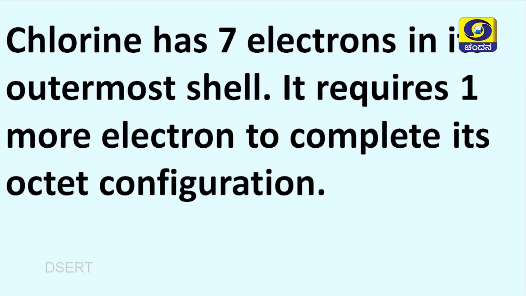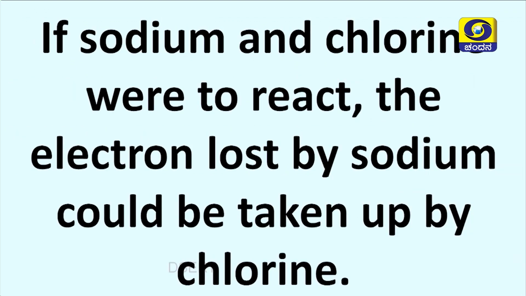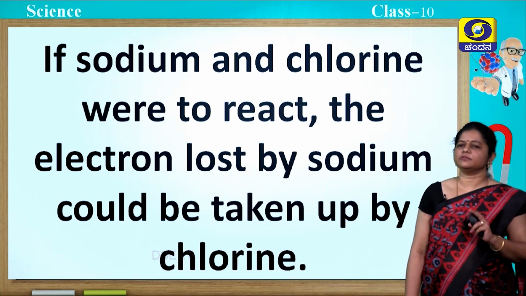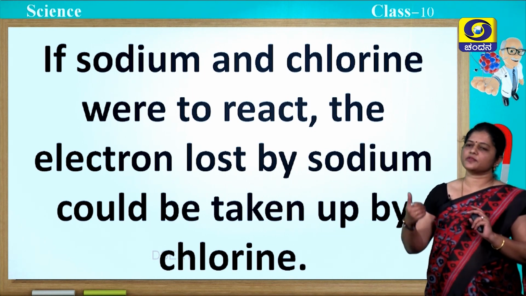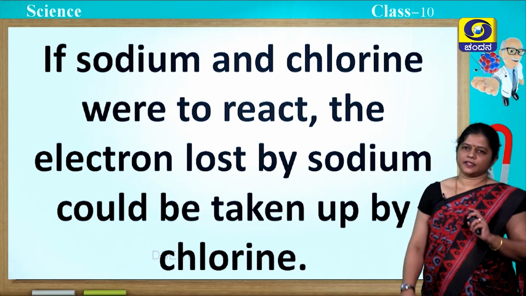Now, let us see chlorine. Chlorine has 7 electrons in its outermost shell. It requires one more electron to complete its octet configuration. It has one electron short of the octet configuration. You can see here one electron is short for that octet configuration. If sodium and chlorine were to react, then the electron lost by sodium could be taken up by the chlorine. So, if sodium is giving one electron, the chlorine can accept that electron.